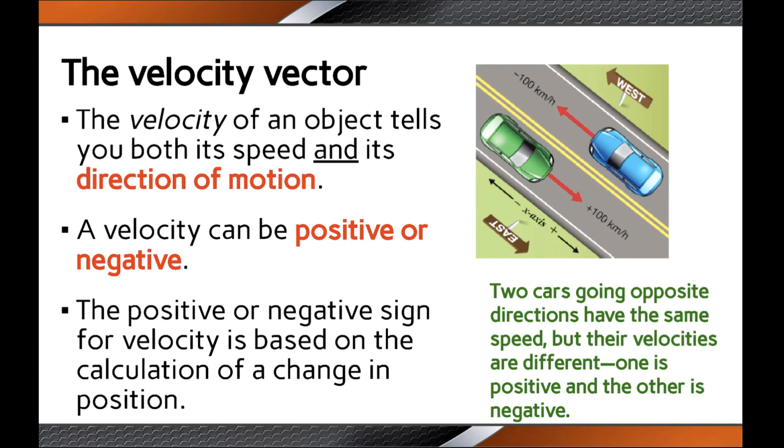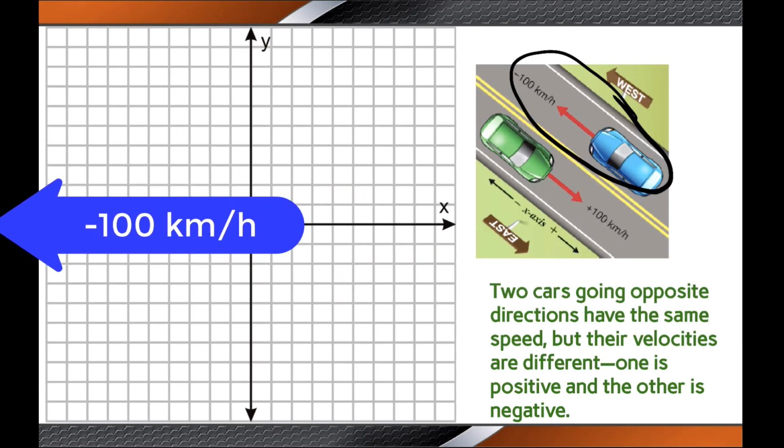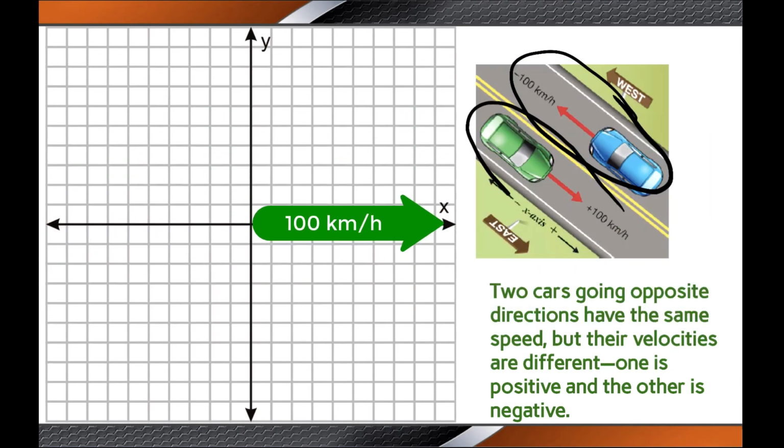So, two examples of this. You have the cars in the picture here. So this car, it's moving to the left. So left would be on our coordinate system to the back side of our point of origin to the left. So that would be a negative value. The green car is moving to the right. So that would be considered a positive value.